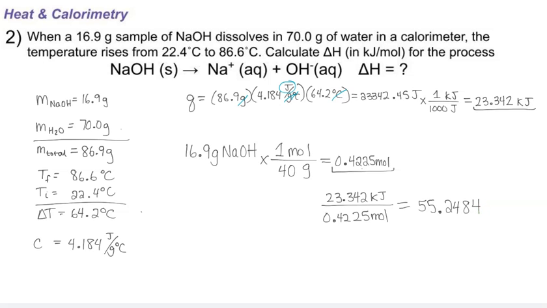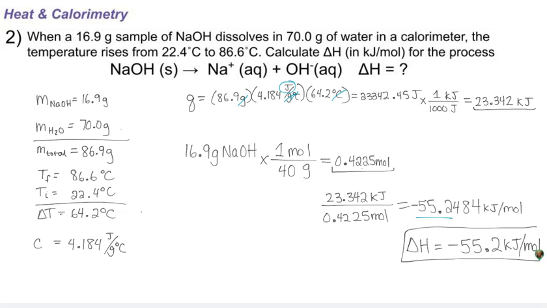And this is, of course, an exothermic process, so this should have a negative sign on it. And this is in kilojoules per mole. But we should actually simplify this so that it has correct sig figs. And our values in our problem have 3 significant figures, so we'll also simplify to 3 here. Our delta H value is equal to negative 55.2 kilojoules per mole. And there is our final answer.